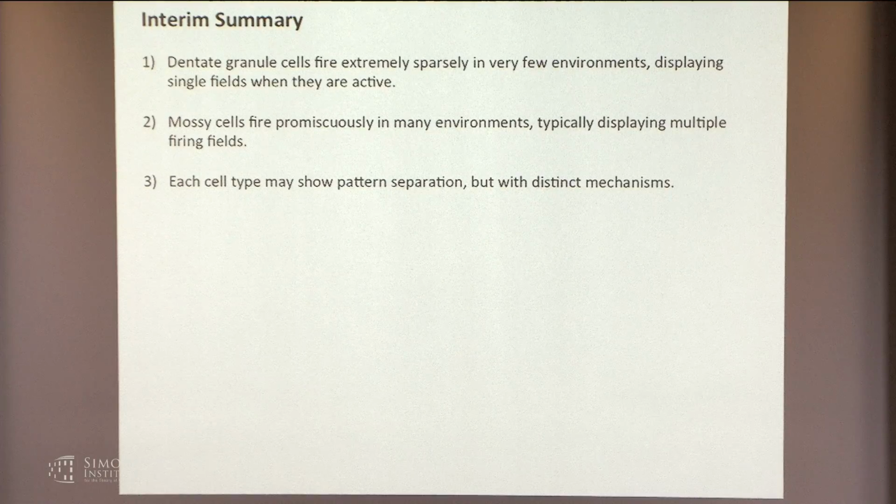So the interim summary is that the granule cells fire extremely sparsely in very few environments, displaying the single fields when they're active, consistent with what people had thought for a number of years about what granule cells should be doing. Mazi cells, though, this other type of excitatory cell in the dentate gyrus, they fire promiscuously in many environments, typically displaying multiple firing fields. And each cell can show what you might call pattern separation in terms of taking environments and creating very different representations of them, but they use distinct mechanisms.